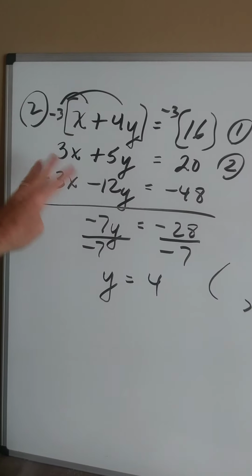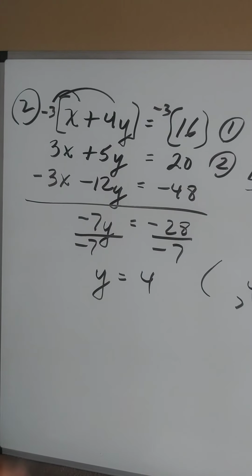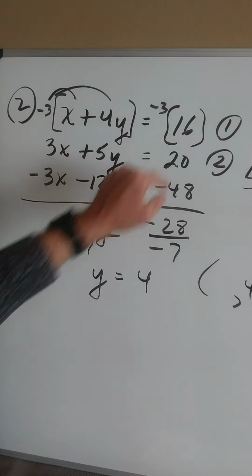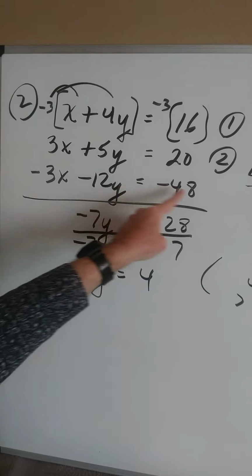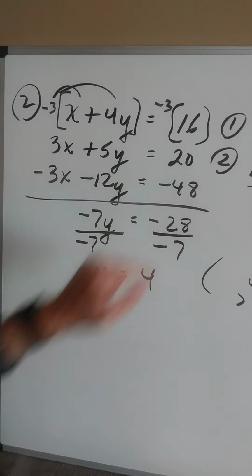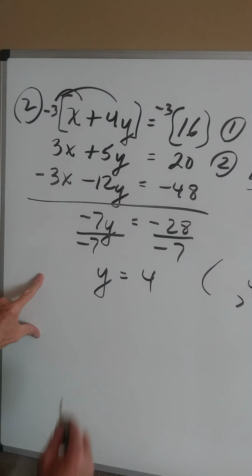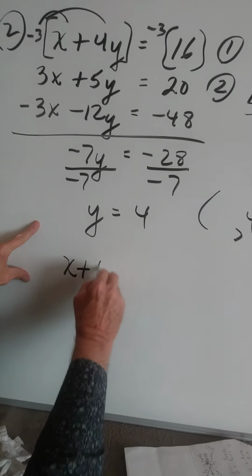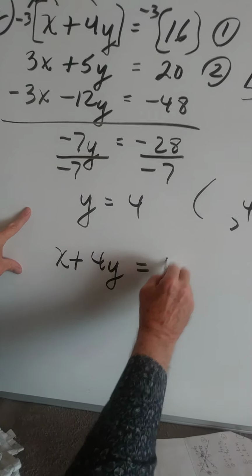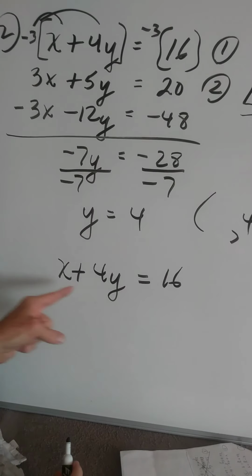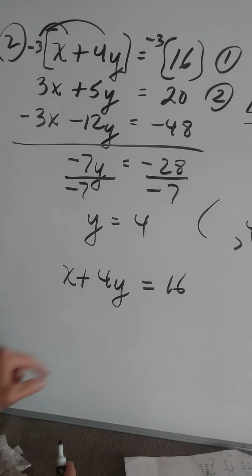And then come up and bring down any one of the equations. You can bring down the original number 1, the new number 1, the original number 2. I'm going to bring down the original number 1. You can pick any one of those 3. I'm going to bring down x plus 4y is equal to 16, and we're going to use this equation to find our value of x.